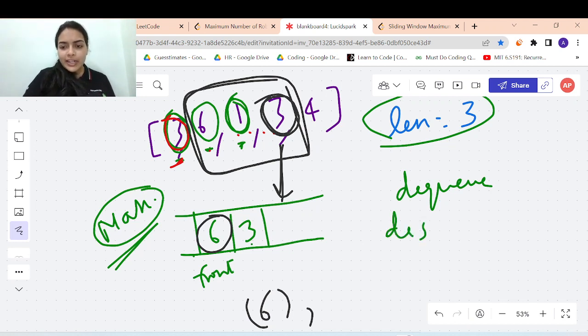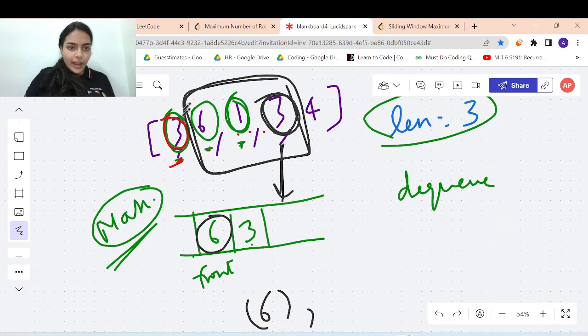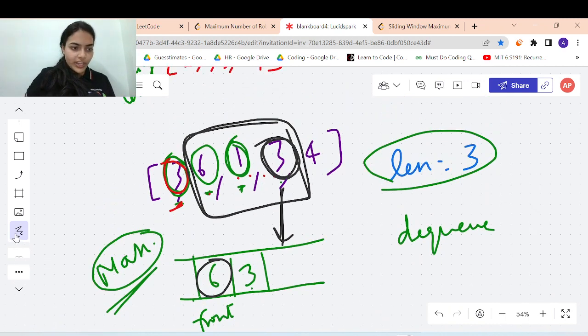DQ should always be in descending order, because the topmost element is going to be our answer all the times. Okay, so that's it. Now let's continue. And by the way, 3 was anyway not there in the DQ. If it was there, we would have removed it, but previously 3 was not there. We just added a new 3 here. Okay, so we can just continue.